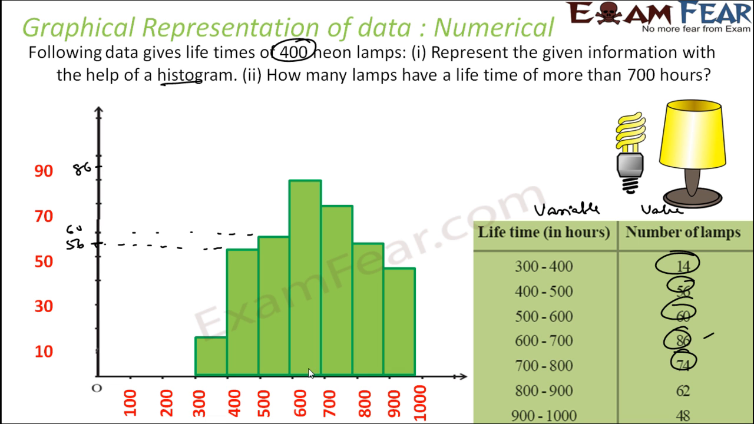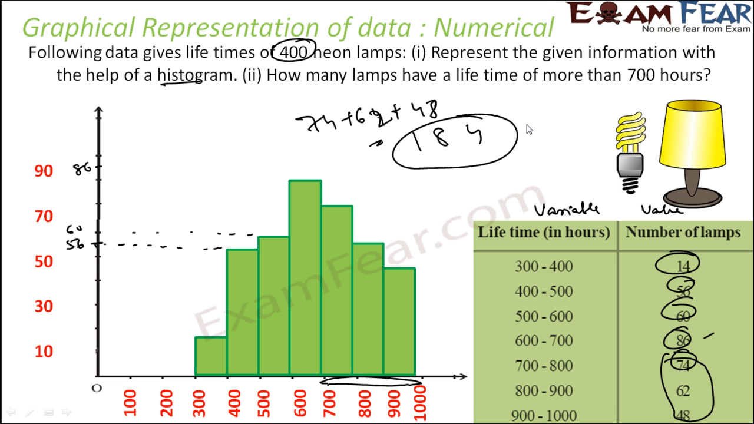For the number of lamps with more than 700 life, you need to add these three: 74 plus 62 plus 48, what you get is 184. So 184 lamps have life expectancy of more than 700. So using this data, the company can claim that this is the typical average life of this bulb.